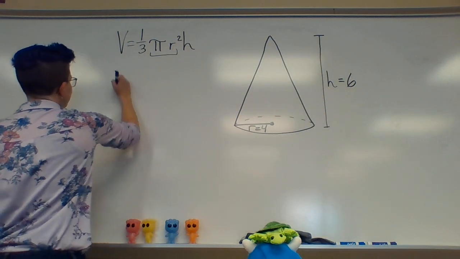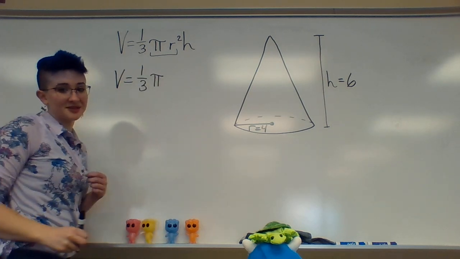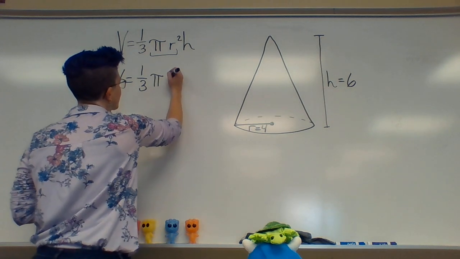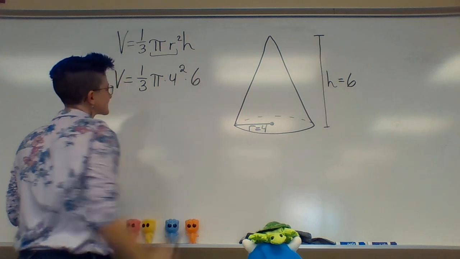So we're going to fill in those pieces. 1/3 times pi. Radius is 4. So it's going to be 4 squared. And height is 6, so times 6.